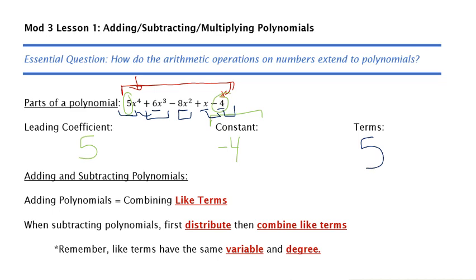We're going to see in this video addition and subtraction, which we saw earlier in the year as well. The big goal we're going to see is combining like terms. When we're subtracting, we first want to distribute the negative sign and then combine like terms. And remember, for like terms, they have to have the same variable as well as the same degree.